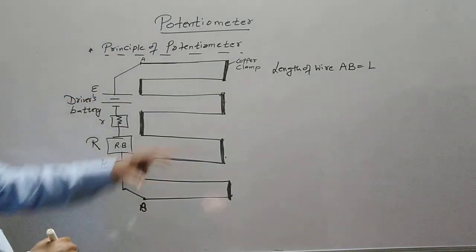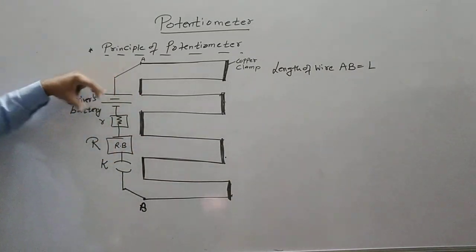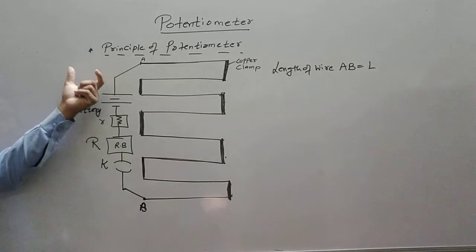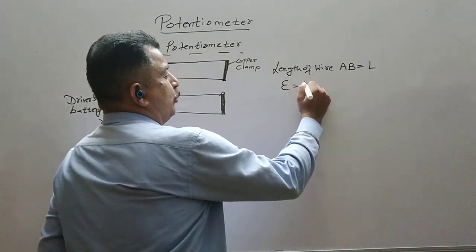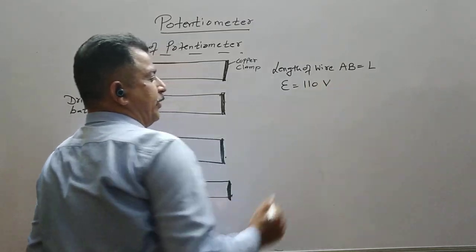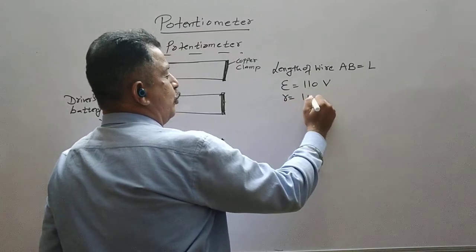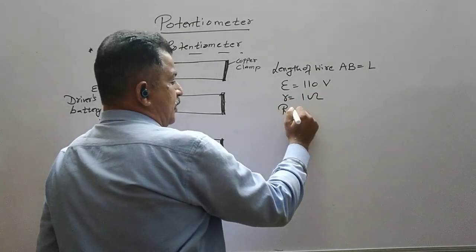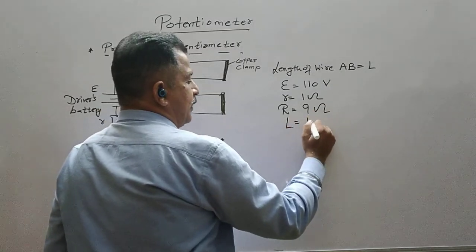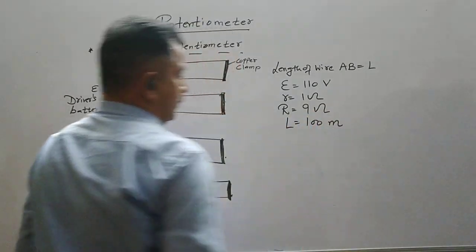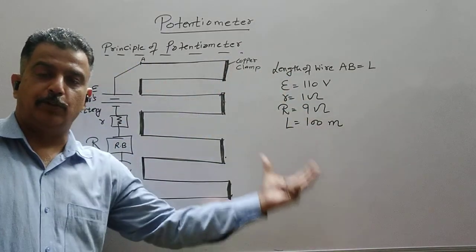Now let us try to understand its principle with the help of the values of these components. So suppose E is equal to 110 volt battery, that is a driver battery. Let the internal resistance be equal to 1 ohm. The resistance box is set to 9 ohms. Then the length of the wire is taken as 100 meter. Suppose this is the example, we are taking these values.